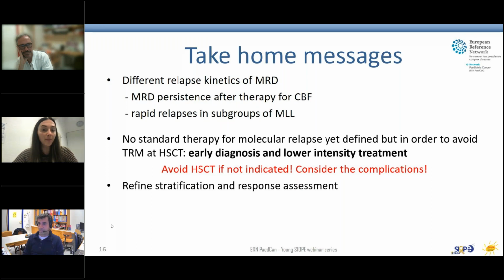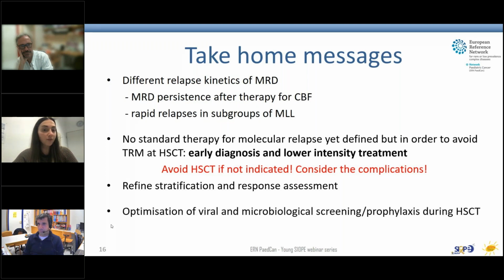And last, we talked about optimization of viral and microbiological screening and prophylaxis during the stem cell transplantation. So thank you very much. It was an honor cooperating and working with you on these case reports. And I'm really happy, and I hope that you have learned much this last hour with us.